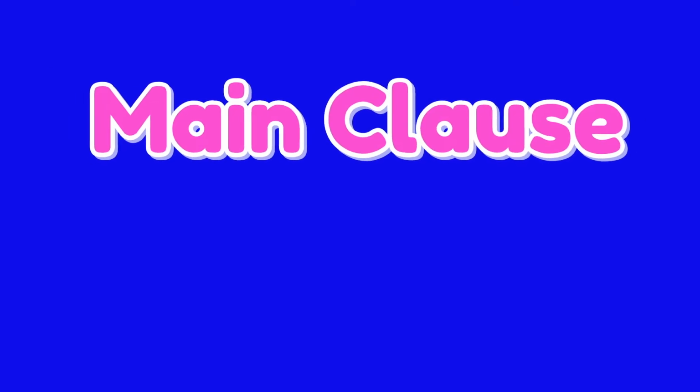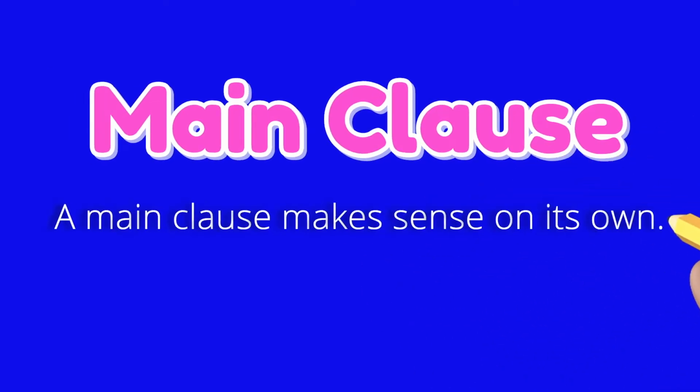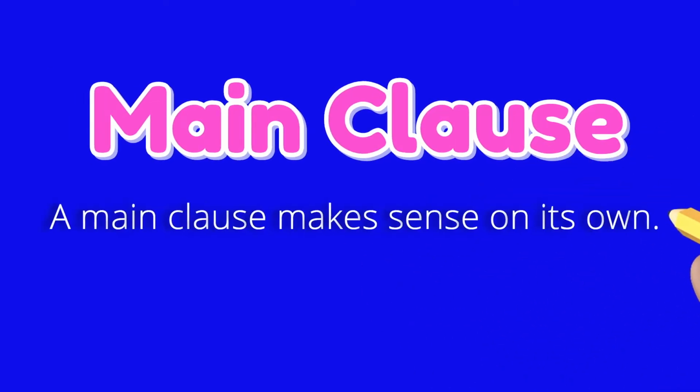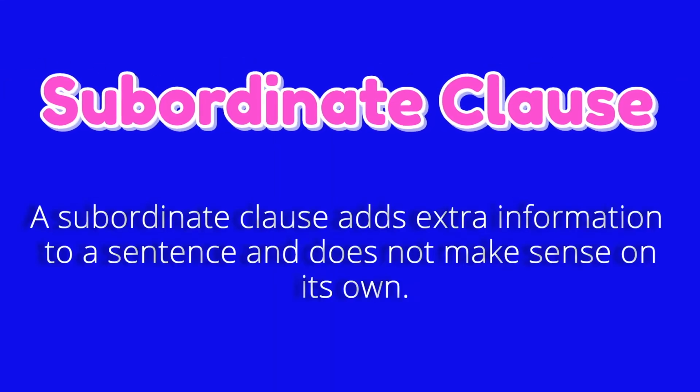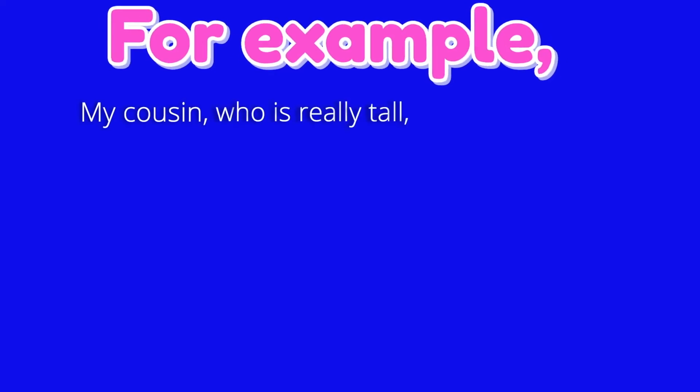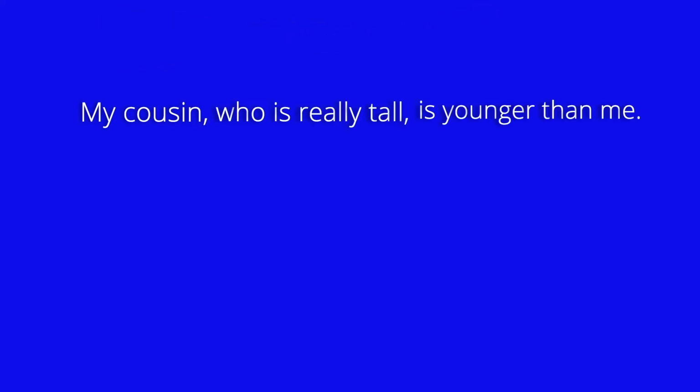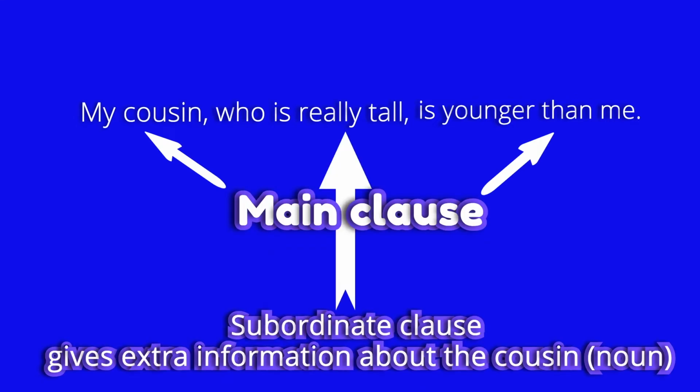A main clause makes sense on its own. A subordinate clause adds extra information to a sentence and does not make sense on its own. For example, my cousin, who is really tall, is younger than me. My cousin and is younger than me is the main clause. Who is really tall is the subordinate clause and gives extra information about my cousin.